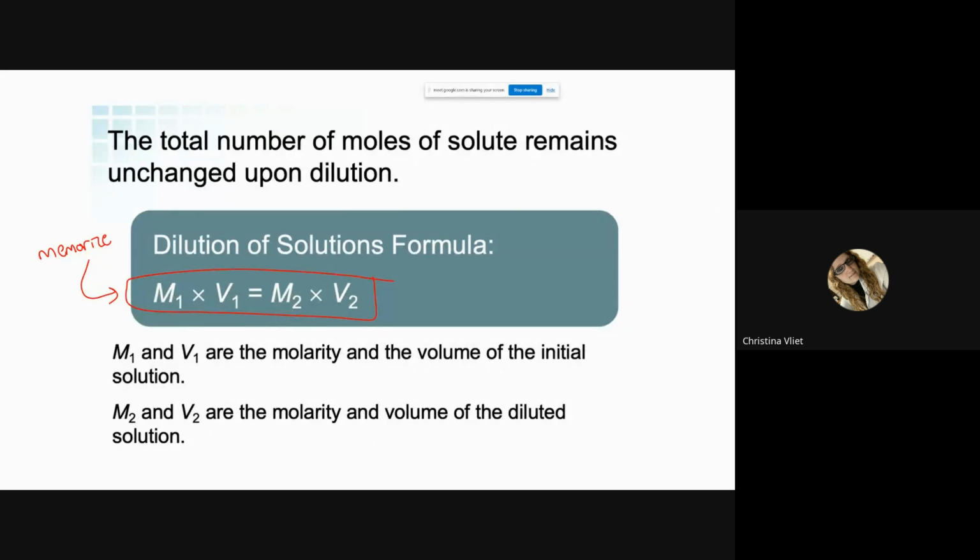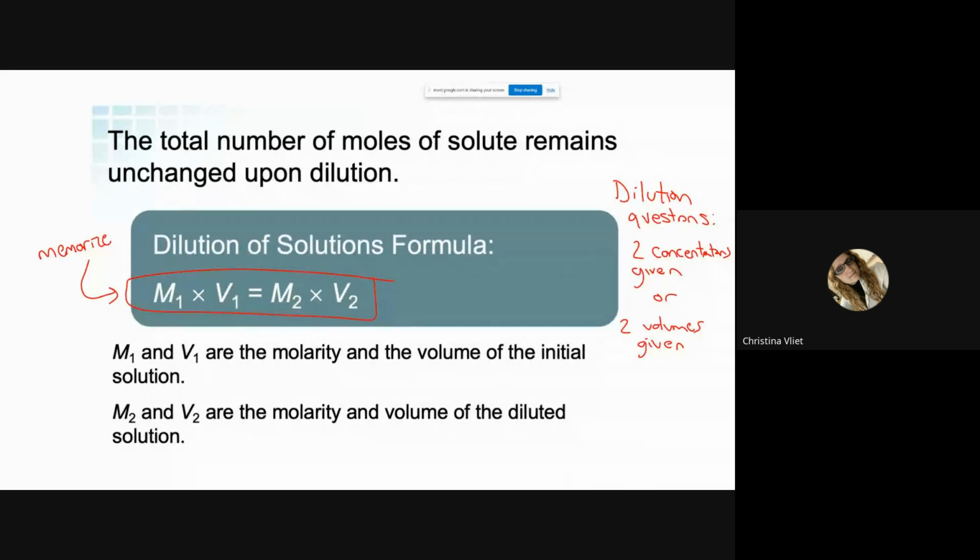So in all questions with dilutions, you will either have two concentrations given or two volumes given. And that's the way you're going to know that you're using this formula and not the traditional molarity formula that I taught you. So you'll want to write that in before we continue.